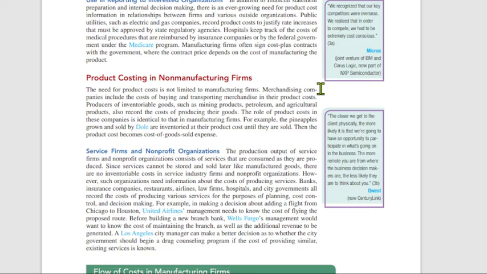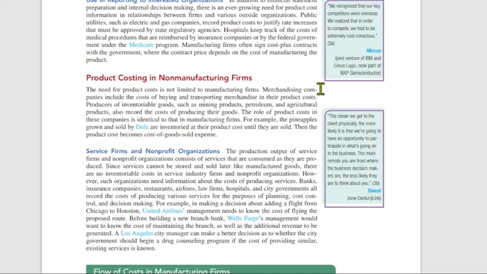The merchandising companies include the cost of buying and transporting merchandise in their product costs. Producers of inventoriable goods such as mining products, petroleum, and agricultural products also require the cost of producing their goods. The role of product cost in these companies is identical to that in manufacturing firms, but ang pinagkaiba lang is that in non-manufacturing firms, yung mismong product ay nabibili na nila at its final state, yung final inventory value.